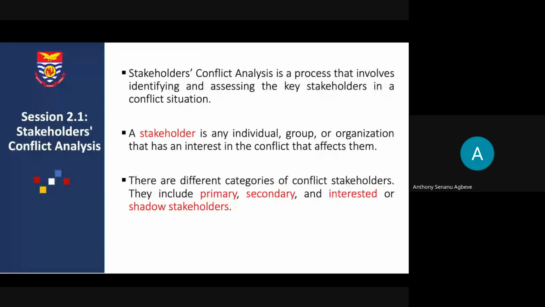Because the conflict might either be of interest to them or it might not be of interest to them. But we want to use that approach to analyze the conflict. So there are three different categories of conflict stakeholders, right? We have the primary stakeholders, the secondary stakeholders, and then the interested or shadow stakeholders.